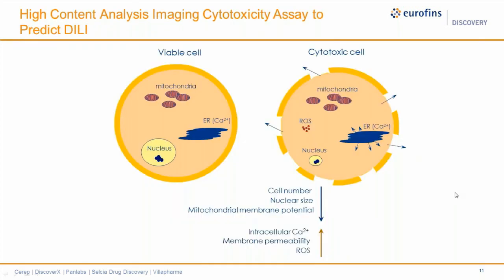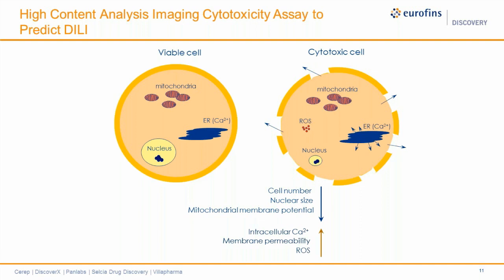We use high-content analysis imaging assays to illustrate the mechanisms of hepatotoxicity caused by test compounds. High-content analysis technology can analyze multiple parameters in the same cell simultaneously by staining the biomarkers with different fluorescent dyes. It provides rich information on cellular biology.